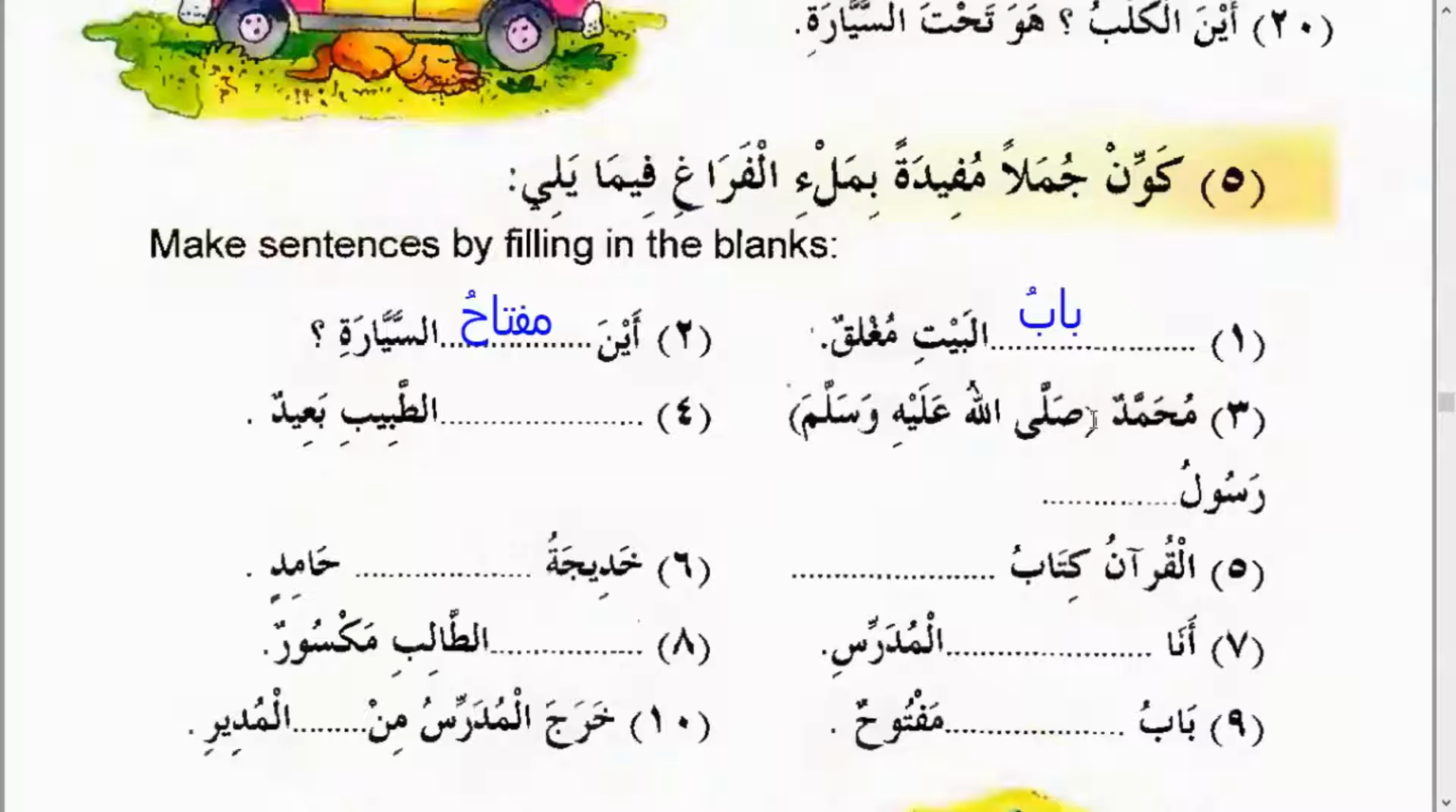Third one, Muhammad sallallahu alayhi wa sallam, Rasulu. The Prophet sallallahu alayhi wa sallam is Allah's messenger. Rasulu. Yeah, Rasulullahi. This is mudaf ilayhi, so you should give a kasra. Allahi. Naam. Rasulullahi. Right? Rasulullahi.